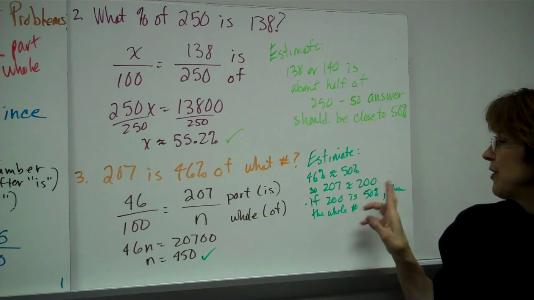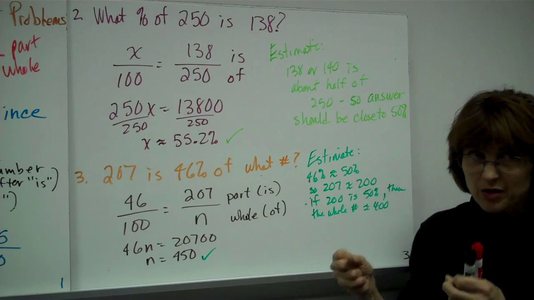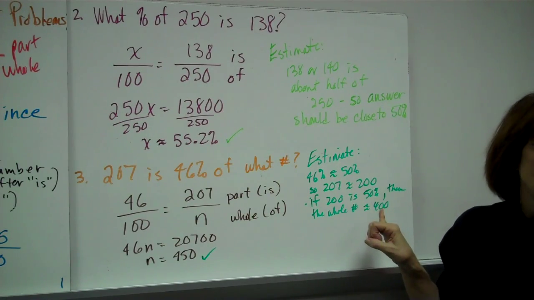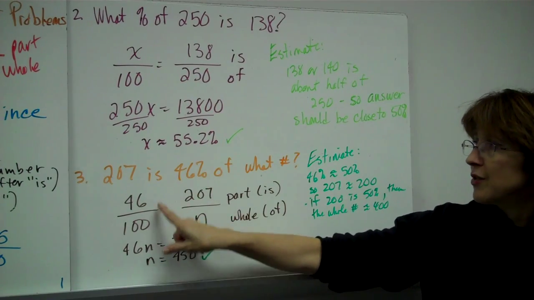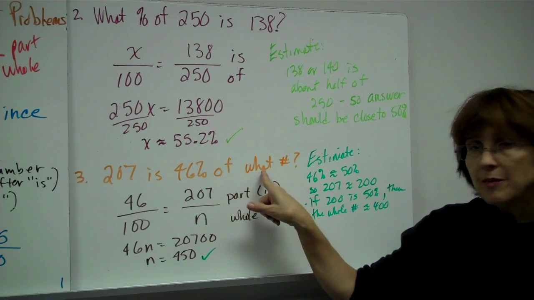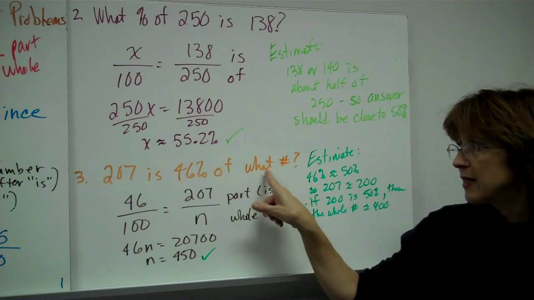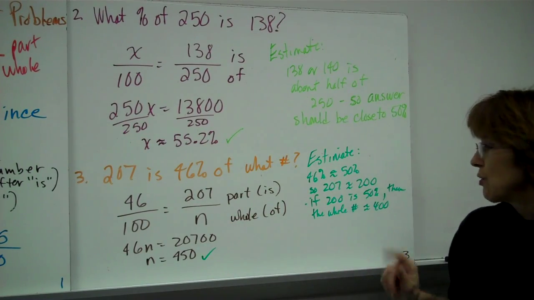And if 200 is about 50% of some number, if you got 200 right on a test and you got 50% on that test, there had to be about 400 questions on that test, okay? So we have 46 over 100, because that's a percent. 207 is just the part, not the whole. Remember, after the "of," that's the whole. We don't know what that is. That's our n. Do the cross products, and we got 450. That's pretty close to what we estimated.